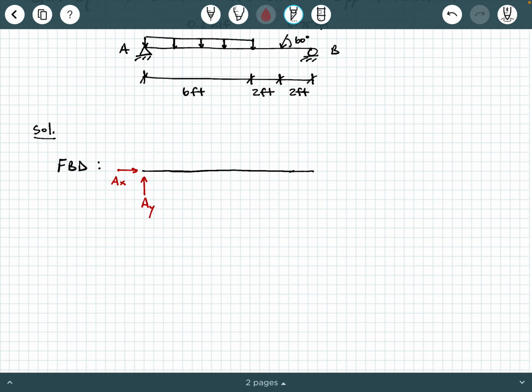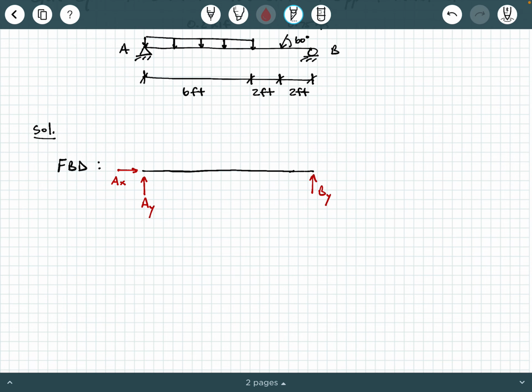Well, what happens at a roller? You have a normal force reaction that is perpendicular to the surface on which the roller is resting. So if you notice, this roller is resting on a horizontal surface, which means that the force that will develop is going to be perpendicular or normal to that horizontal surface. That means that BY is pointing in the vertical direction.